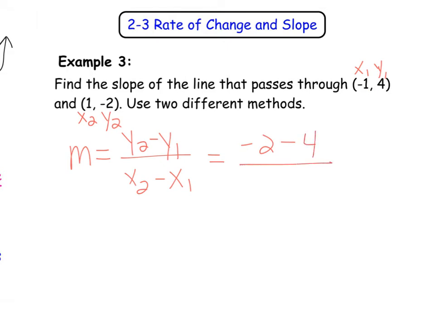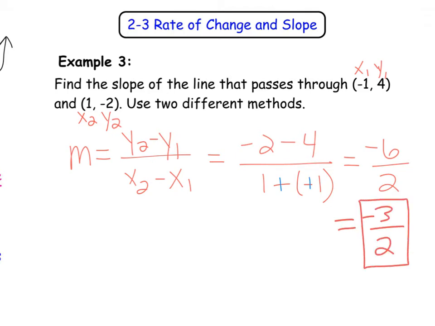So that's my change in y over my change in x. So my x2, which is 1, minus my x1, which is -1. Be careful here. You're subtracting a negative. And now we just reduce. Subtracting a negative is adding a positive. Back to the numerator, -2 minus 4 is -6, over 1 plus 1, which is 2. And you always need to reduce your slope. So we reduce it to -3/2.